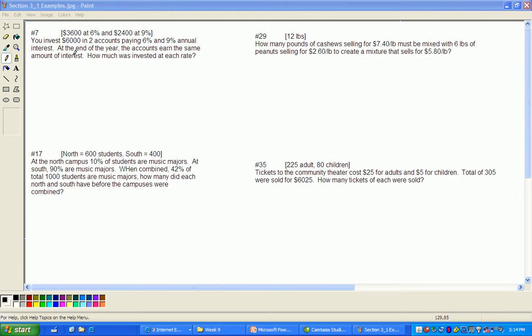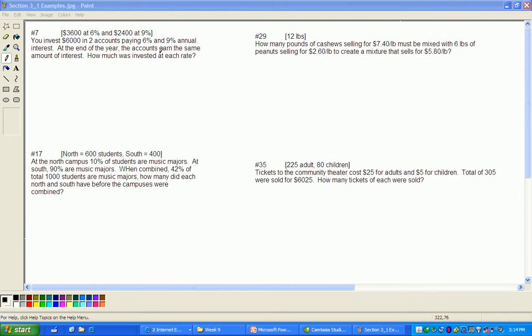You invest $6,000 in two accounts. So remember, you start with $6,000 in your account. One of them pays 6% and one of them pays 9% annual interest. At the end of the year, so 1 year, the account earned the same amount of interest. How much was invested at each rate?